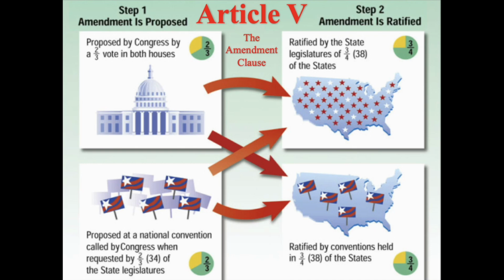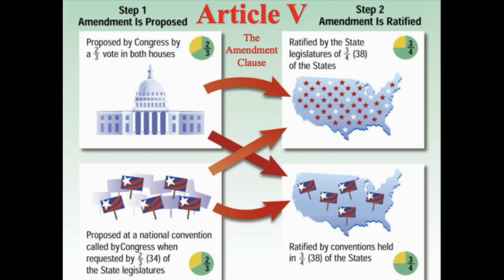is if 2/3 of the state legislatures call a national convention and propose an amendment and then submit it back to the states for ratification. Regardless if the proposed amendment change commences in Congress or within a national convention, the proposed amendment must be either ratified by 3/4 of the state legislatures or ratified by conventions held in 3/4 of the states.